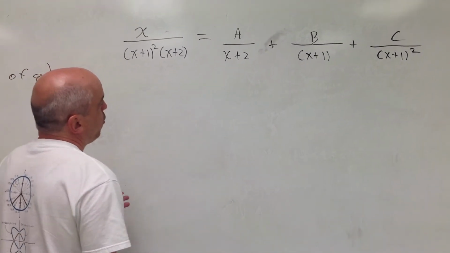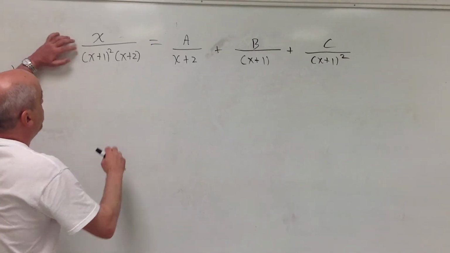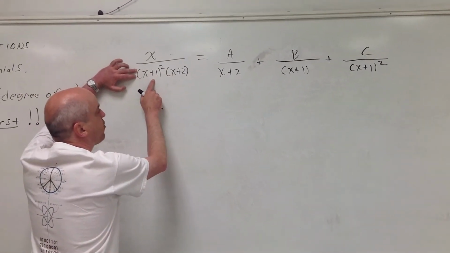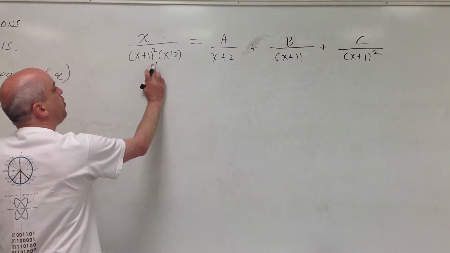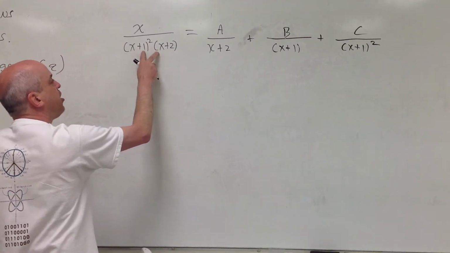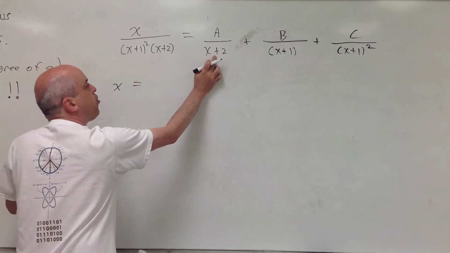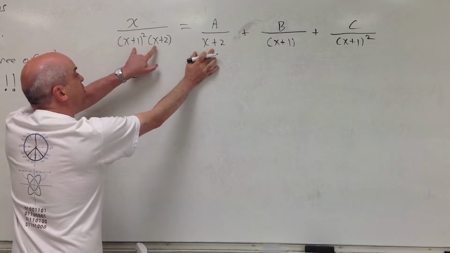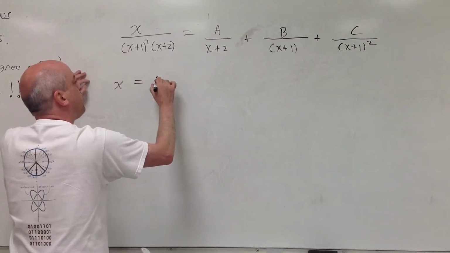Well, fortunately, we start the same way as we did the last one. We're going to multiply both sides by the denominator of the big fraction, and that's going to clear out all fractions in this equation. So if I multiply both sides by this denominator, I'm going to get x on the left. Now when this term gets multiplied by this denominator, the x plus 2's are going to cancel, but the (x plus 1) squared will not.